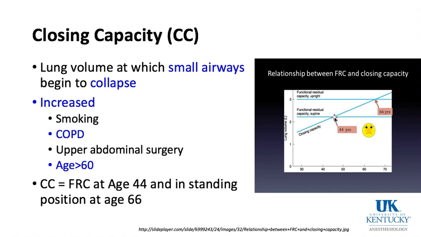they actually cross. So at the end of a tidal volume breath, you're at the closing capacity, and then at 66 years, even in the upright position, you can see that functional residual capacity and closing capacity are crossed. So closing capacity, the lung volume at which the small airways begin to collapse, increases as you age, and even in the standing, upright position at 66 years old, FRC and CC are crossing. Things that increase the closing capacity other than age: obstructive pulmonary disease, smoking, upper abdominal surgery.